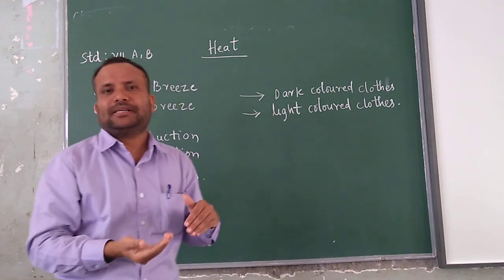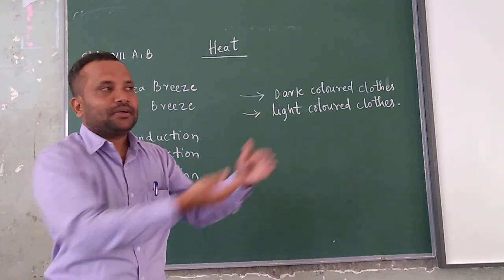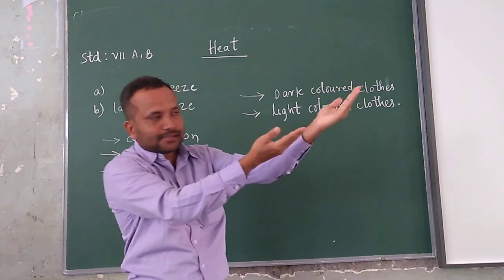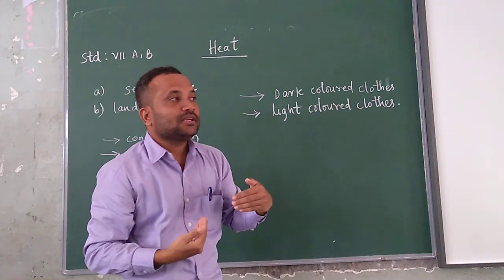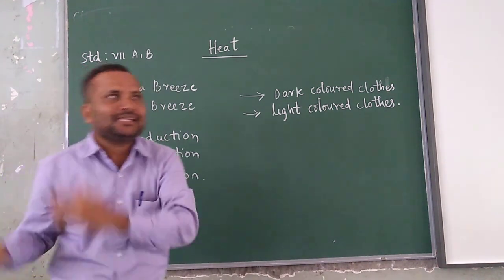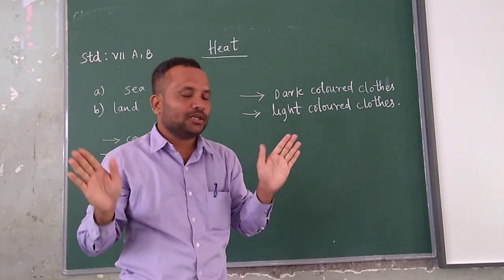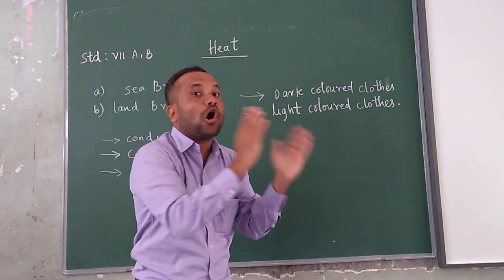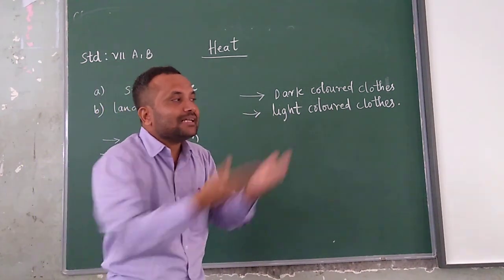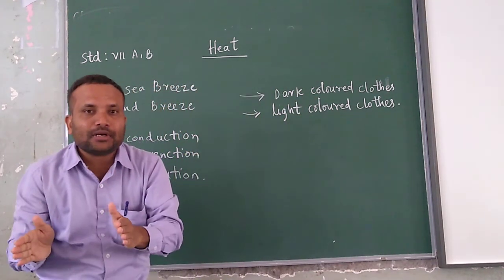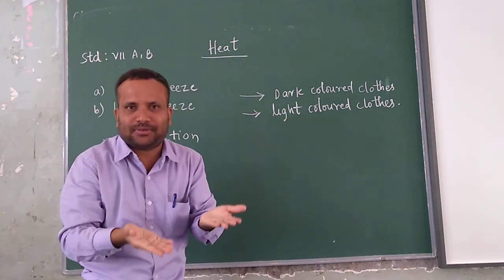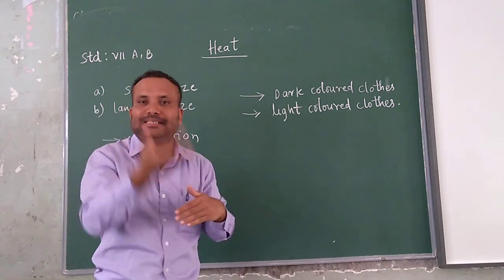So at night time, what happens, children? At night time, we get the hot air from the sea, and the cold air from the land will go towards the sea. Simple. During night, we get hot air from the sea, and cold air will go from land towards the sea. Exactly the reverse of the process which takes place during the daytime.